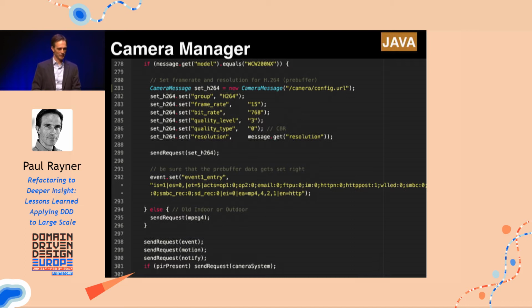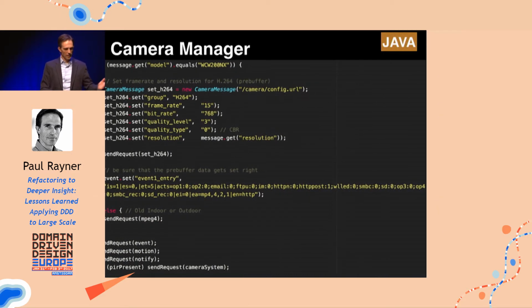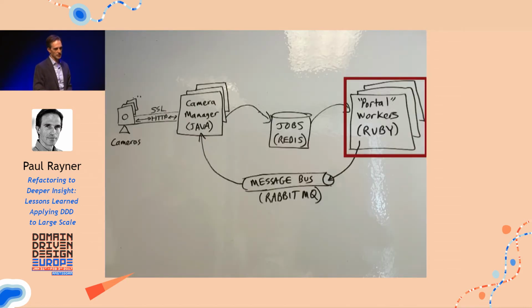Who knows why, right? These types of things. And that long, long list of parameters, what does that mean, right? So there's all this knowledge embedded in the Java code in strings and things like that that made it very hard to know what was going on.